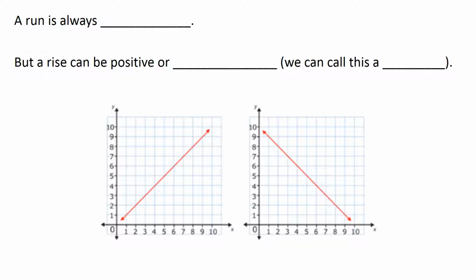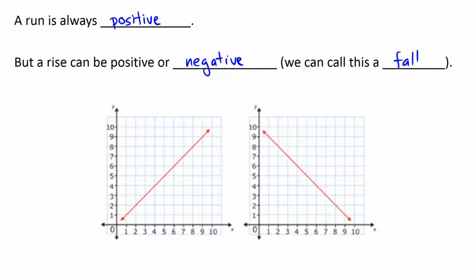Remember that we always read graphs from the left to the right. That means a run is always positive. But a rise can be either positive or negative. And when it's negative, we can really call this a fall.